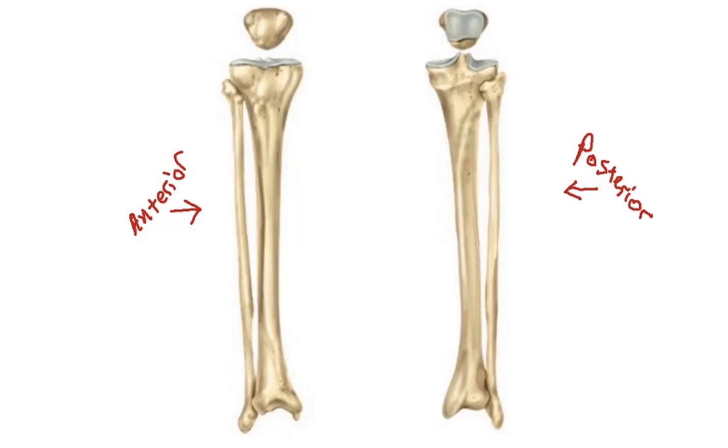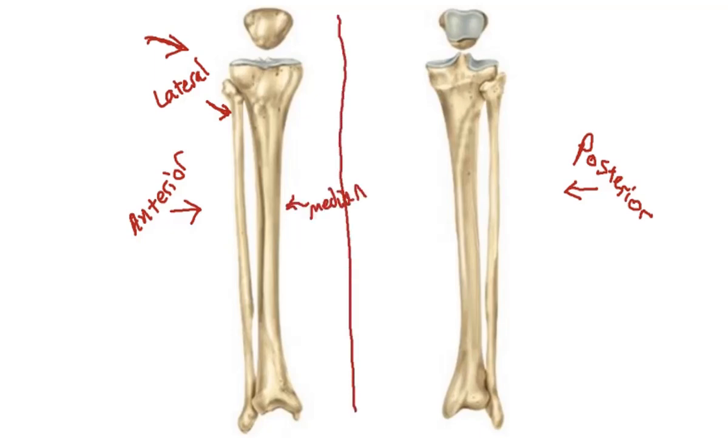So if we look at this front side, you notice the fibula is on this side of the tibia. Now the fibula is always lateral. So it's on the outside of your leg. So this would be the median line. And since the fibula is always on the outside of your leg, and this is the front of the tibia and fibula, this would be considered the right leg.